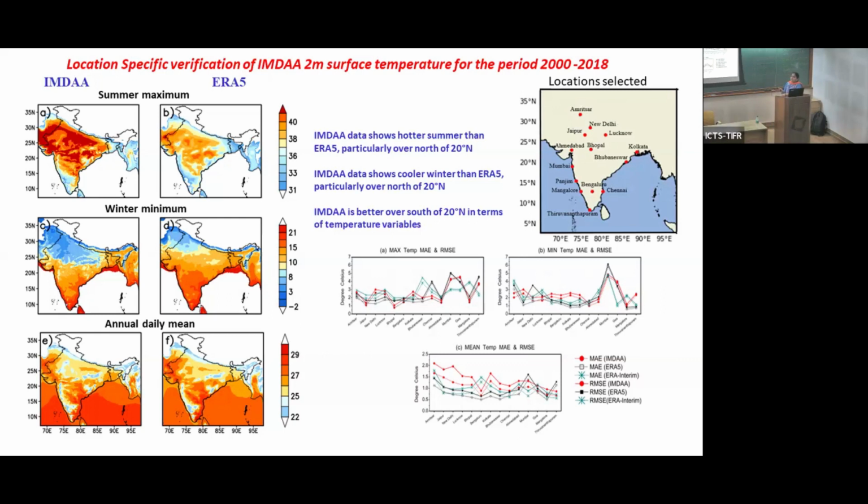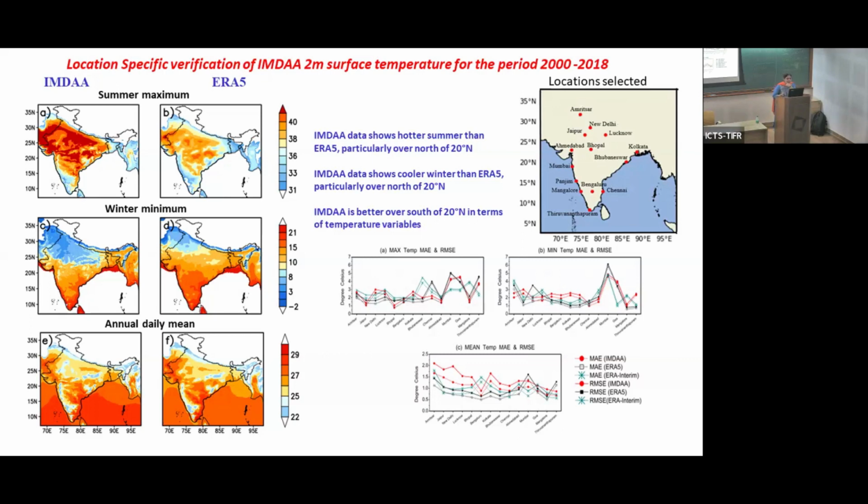And the same thing, whatever we found, that IMDAA data shows a hotter summer than ERA5, particularly north of 20° north, because over the extratropics it is showing a hotter summer and a cooler winter, because IMDAA is better south of 20° north in terms of temperature and other variables. So that means over the tropics IMDAA is better, and when we go to the extratropics north of 20° north, then we are getting the hotter summer and cooler winter.